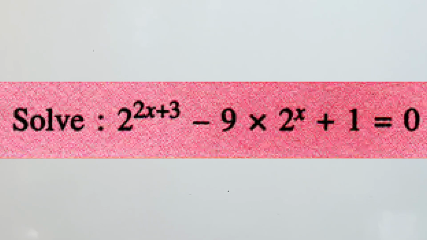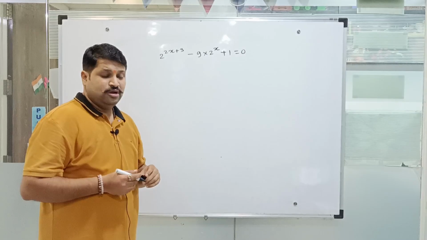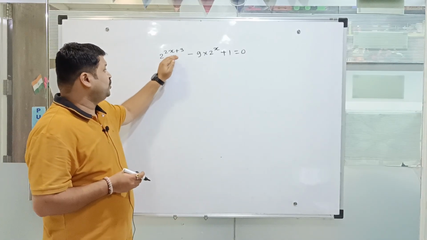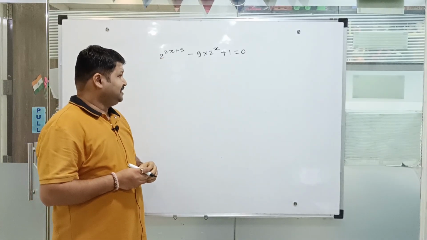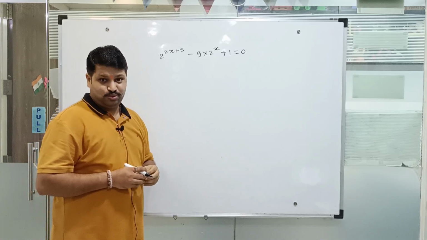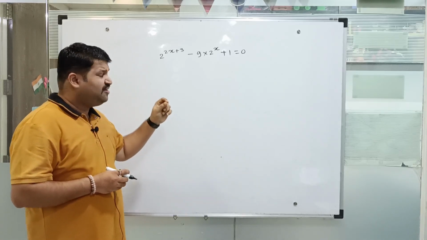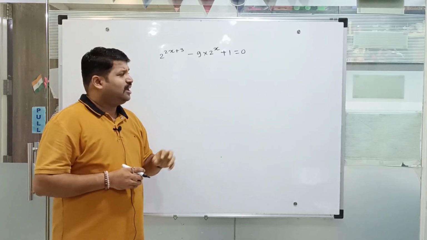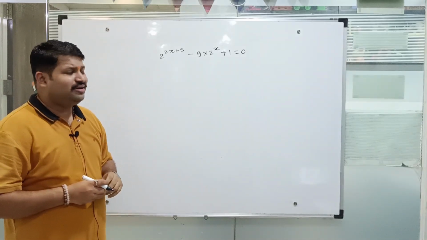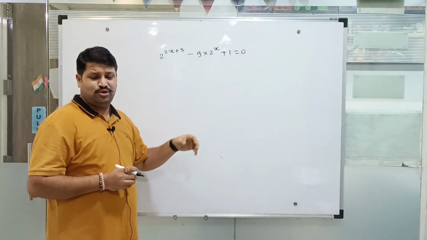Here the given example is 2 to the power of 2x plus 3 minus 9 multiplied by 2 to the power of x plus 1 is equal to 0. We have to find the value of x in this case. So the example says 2 to the power of 2x plus 3 minus 9 times 2 to the power of x plus 1 is equal to 0, and we have to find the value of x. It looks slightly complicated, however it's pretty easy once we start solving it.